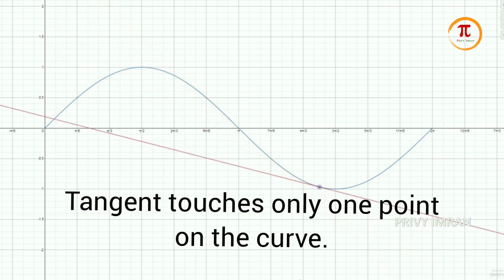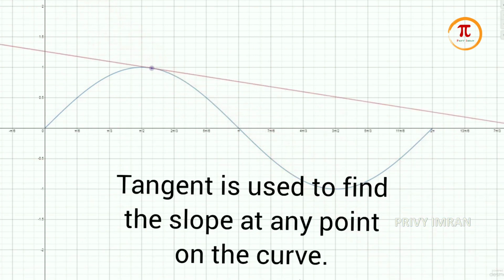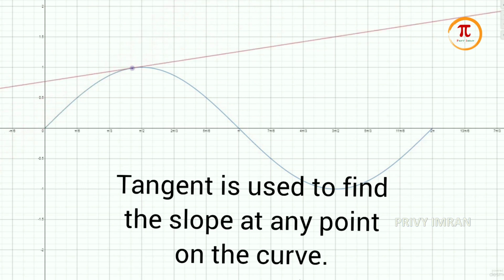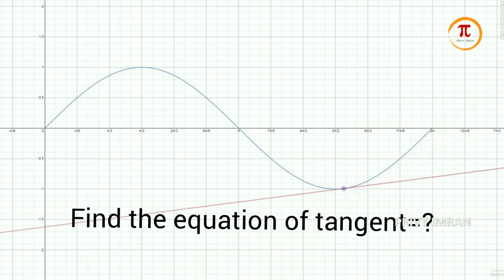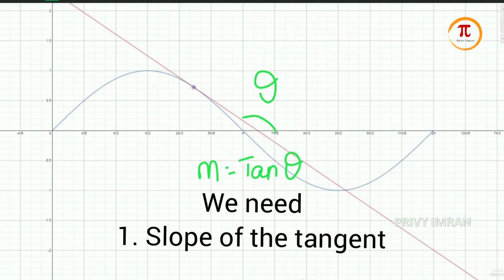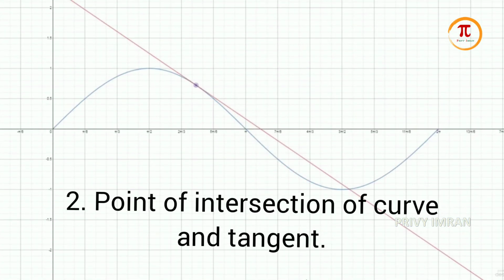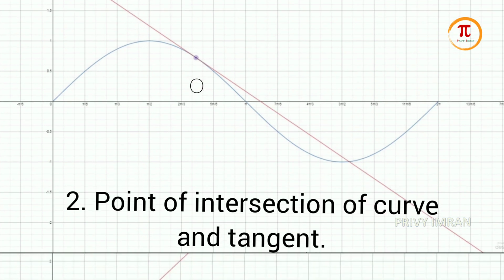Always the tangent touches only one point on the curve, as you can observe on the screen. The main use of the tangent is to find the slope at any point on the curve. If we want to find the equation of the tangent, first of all we need to find the slope of the tangent and the point of intersection of the curve and the tangent.